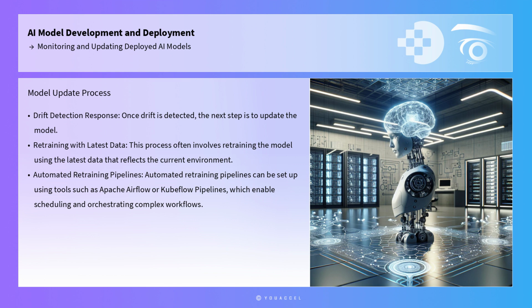This process often involves retraining the model using the latest data that reflects the current environment. Automated retraining pipelines can be set up using tools such as Apache Airflow or Kubeflow pipelines, which enable scheduling and orchestrating complex workflows. These tools allow for seamless integration of data ingestion, pre-processing, model training, and validation steps, ensuring that models remain up to date.